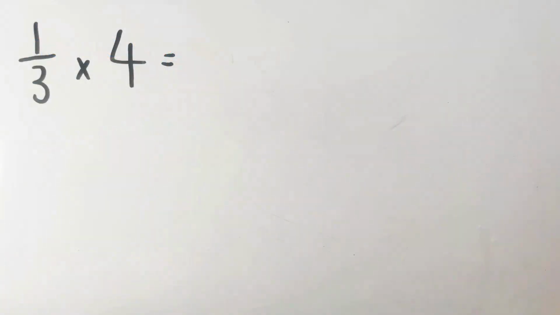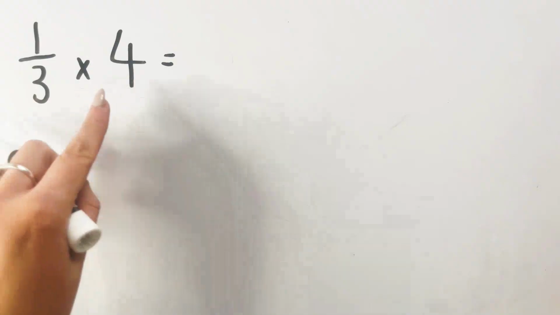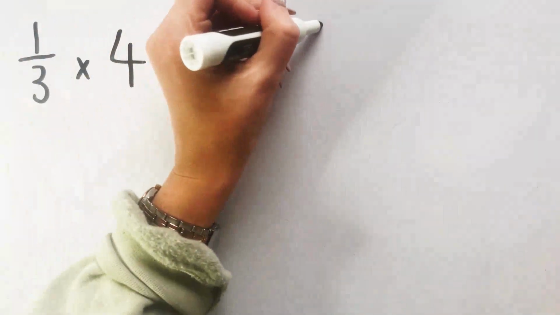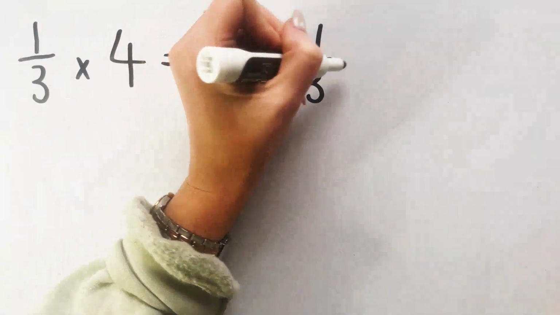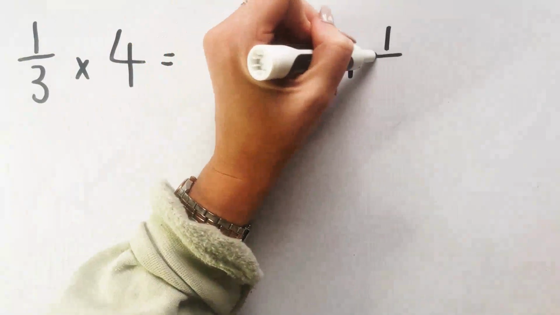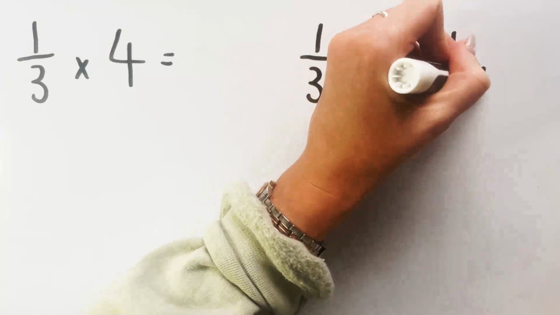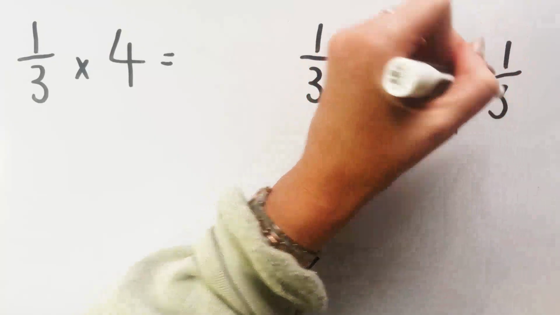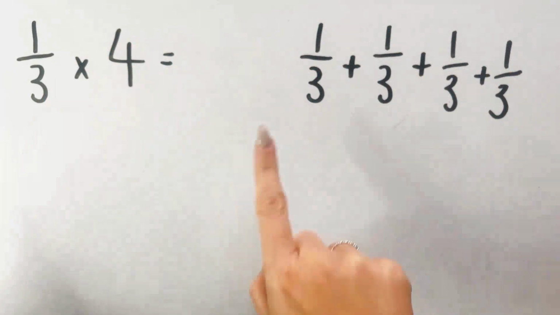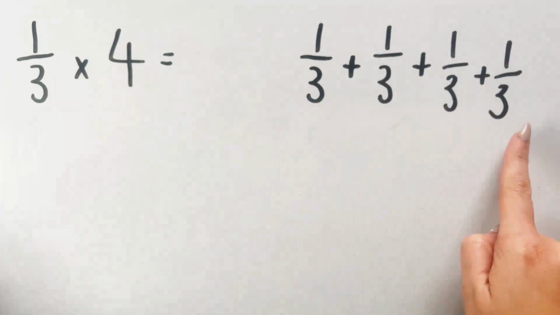One third multiplied by 4. What is multiplying by 4 the same as doing? It is the same as adding the same number 4 times. 1/3 multiplied by 4 is the same as 1/3 add 1/3 add 1/3 add 1/3. 1, 2, 3, 4.